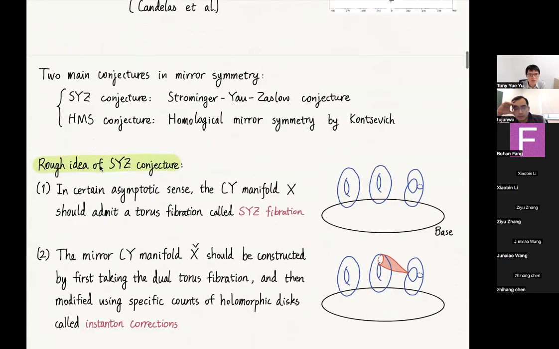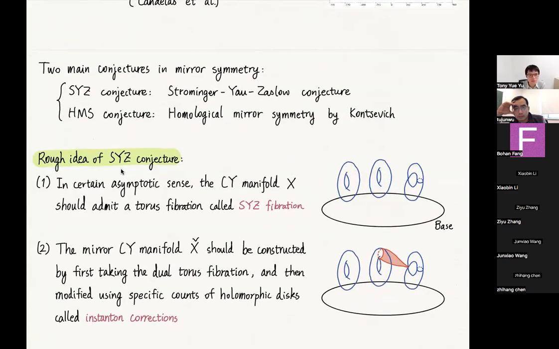So here is the rough idea of the SYZ conjecture. It has two parts. First part, it says that in certain asymptotic sense, the Calabi-Yau manifold X should admit some torus fibration like this called SYZ fibration. So we have some base and some torus fiber and possibly some singular fibers too. So that's the first part. It's about existence of this fibration.